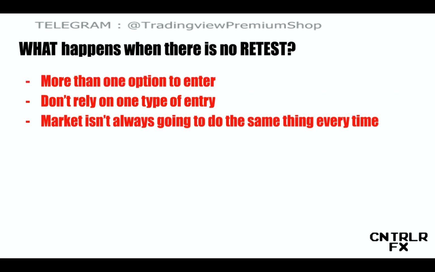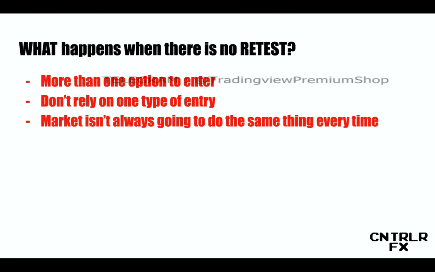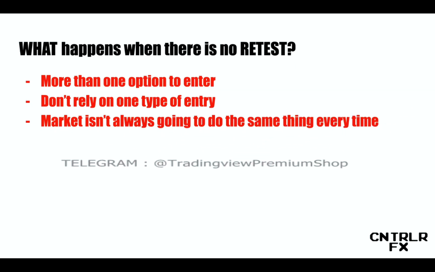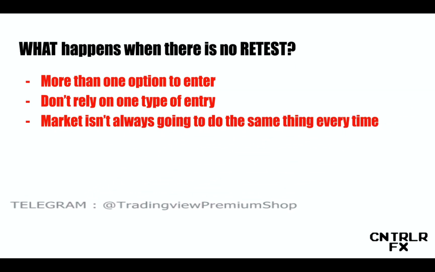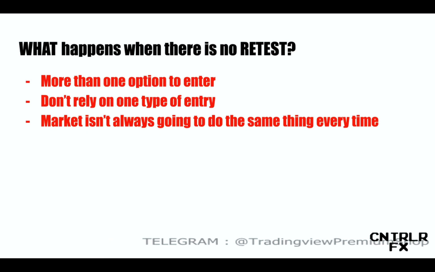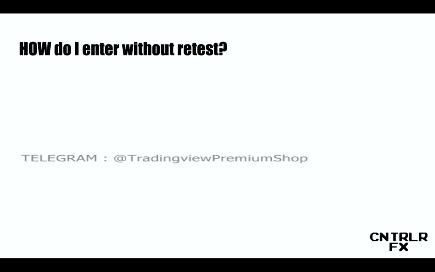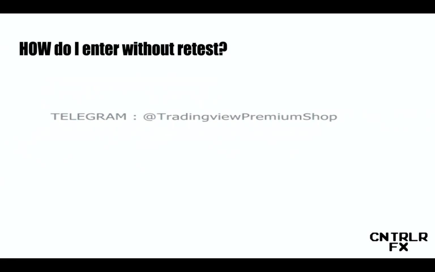The market isn't always going to do the same thing every time. If the market just did a break and retest every single time, it would be way too easy. So sometimes price doesn't actually come back for the retest, it just continues going up because they know that everyone has buying orders. So instead of coming back for the retest that everyone's waiting for, price will just continue to go up, up, up without making that retest, all right? So how do you enter without a retest?